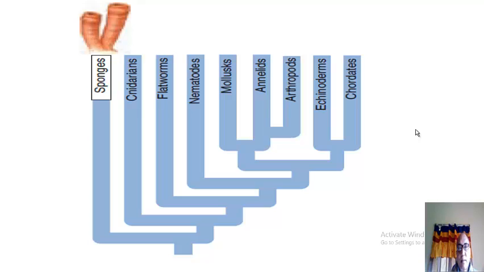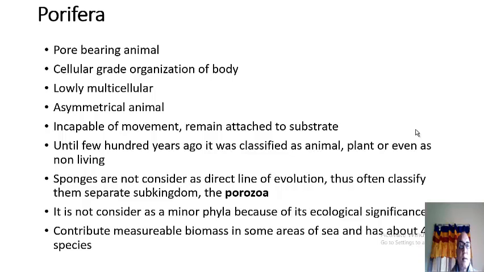If you look at this chart, the sponge lies at the very bottom, and this is the most primitive because there are many features that make this animal primitive. When we discuss its characteristics, by the name itself, porifera, pori means lots of pores, so pore-bearing animals.